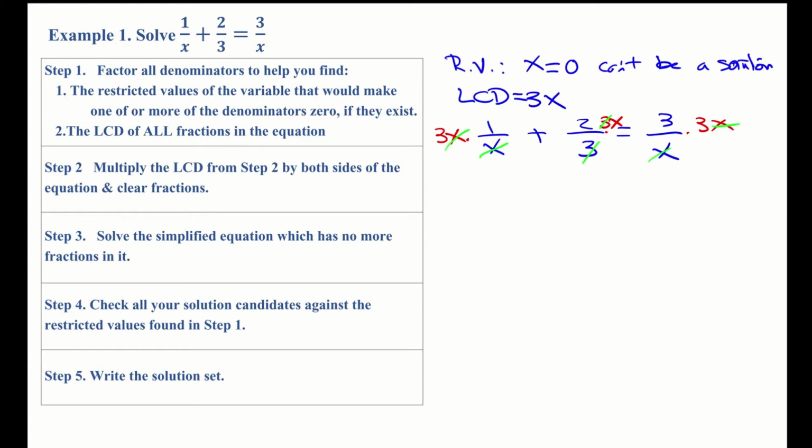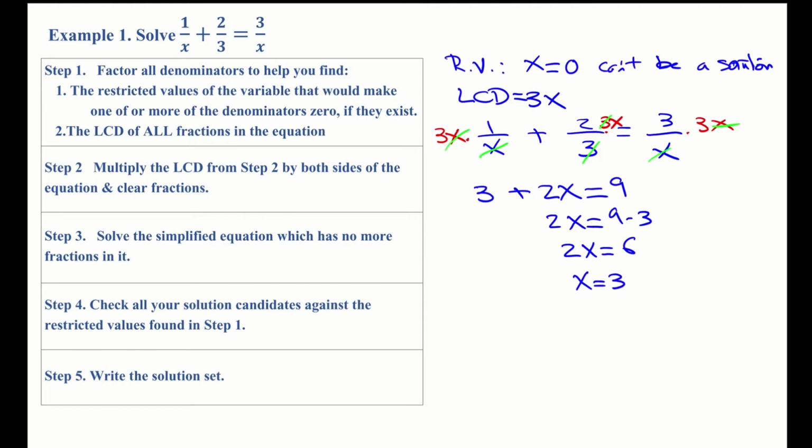All right, so carefully we write down what's left, the simplified version of the equation. So we notice that we get 3 plus 2x equals 9. See, 3 times 1 is just 3, 2 times x is 2x, 3 times 3 is 9. Everything else has canceled out. So we end up with 2x equals 9 minus 3, or 2x equals 6, so x equals 3.